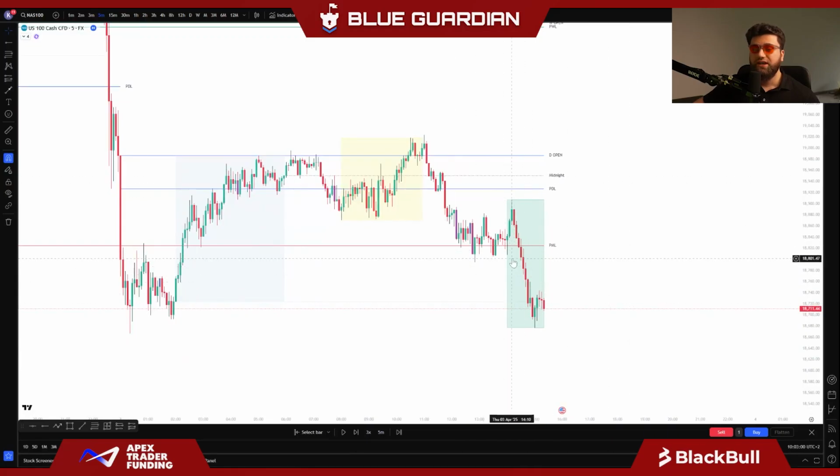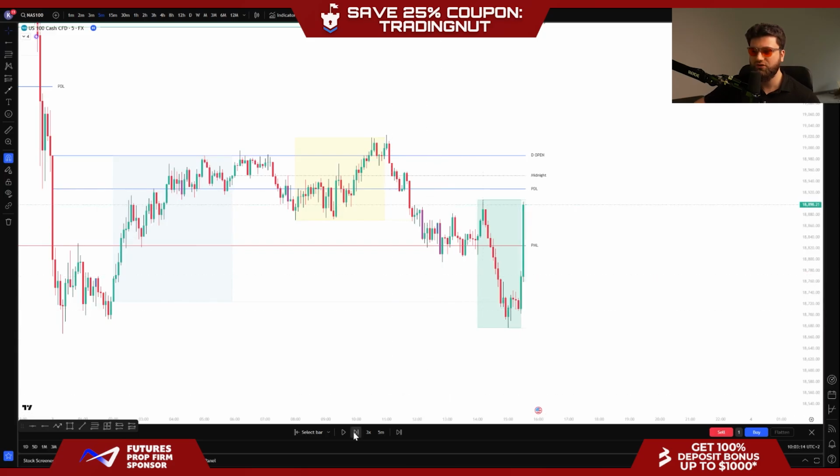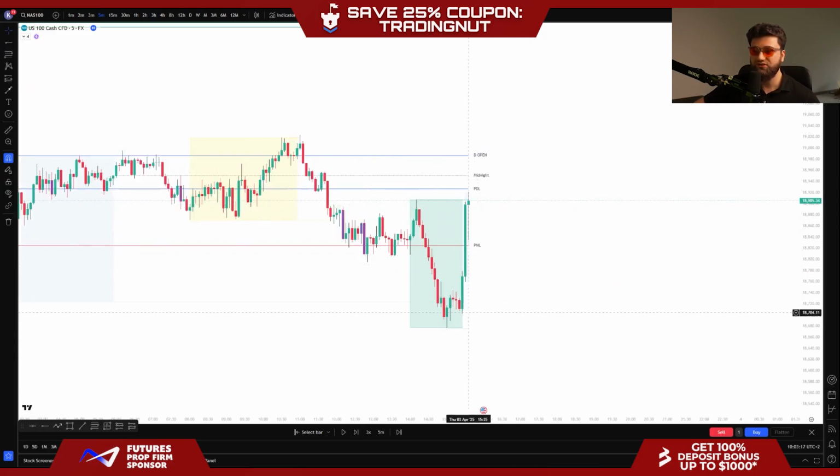So right now, again, we are on NAS, and we have the indicators right here. We have the daily open, midnight, previous daily low, previous monthly low, and this right here is the New York session. And now the NYSE session will start. So right here, you see the color is changing. NYSE is pushing up higher.